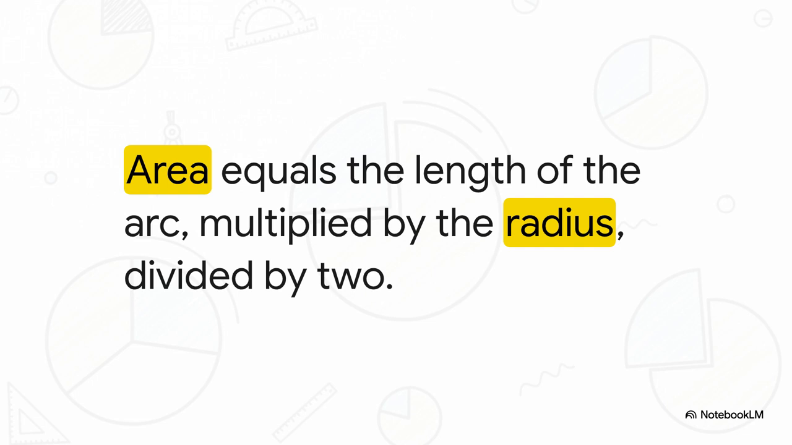The true elegance of this combined equation is that it lets us bypass the central angle entirely. You see, if a problem gives us just the arc length and the radius, we don't even need to know the degrees to find the area. It's a remarkably powerful shortcut for your mathematical toolkit.